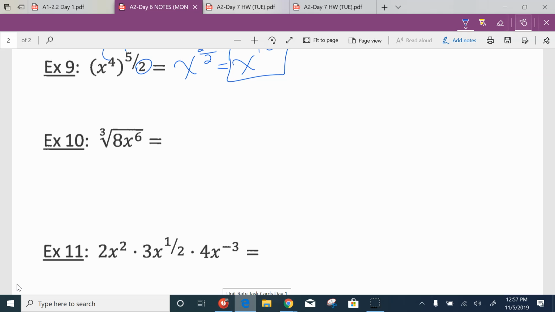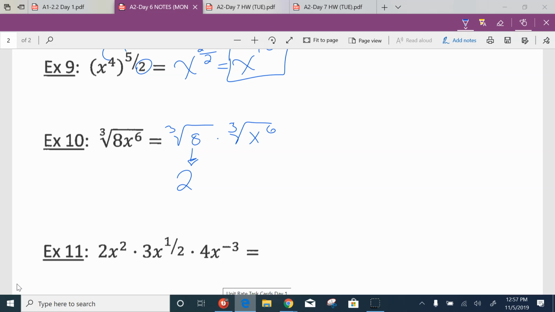We have the cube root of 8x to the 6th power. What I'm going to do is split this up as the cube root of 8 times the cube root of x to the 6th power. Cube root of 8 is a number times itself three times, which will give us 8. In that case, we have 2. The cube root of 8 is 2.